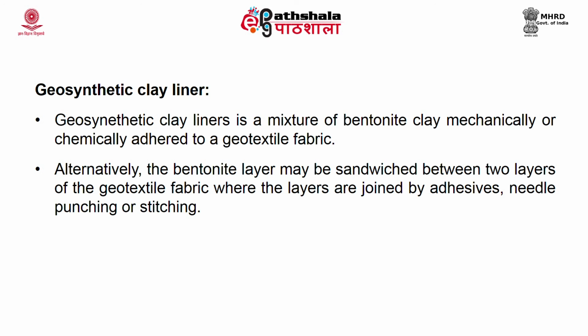In the first type, I told you it is bentonite clay which is adhered to a polymer material. In the second type, a bentonite clay can be sandwiched between two layers of geotextile. Two layers of geotextile, and in between you have a bentonite clay layer. Again, this can also be used as a liner material. Now, to fuse the bentonite layer with the geotextile, you can use adhesives, you can use the needle punching method or some sort of stitching so that a composite layer can be made.